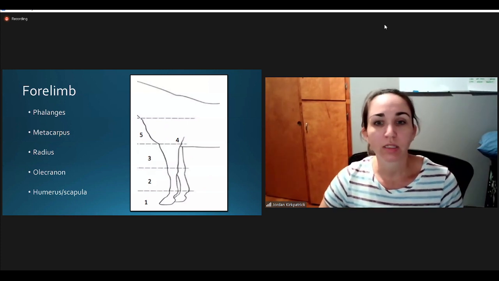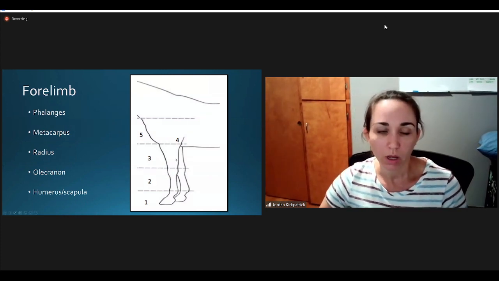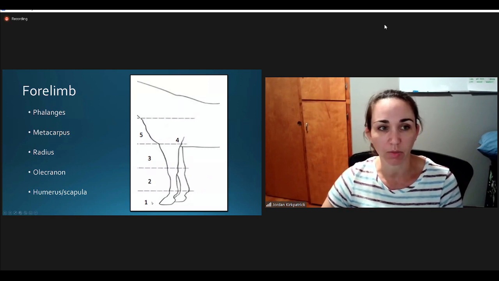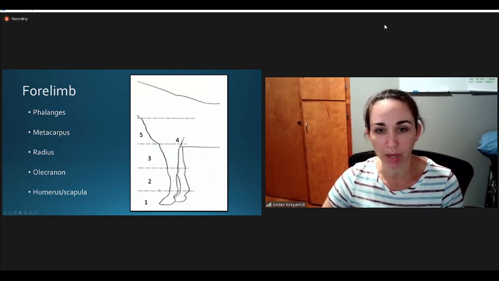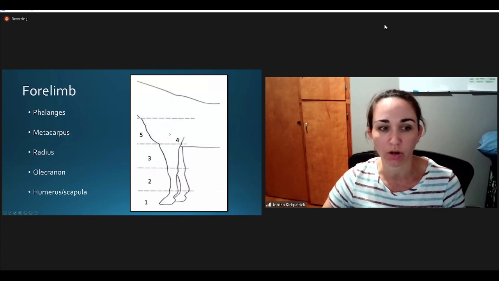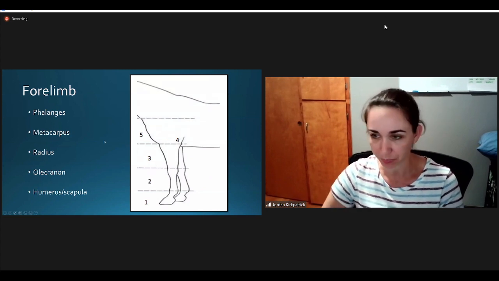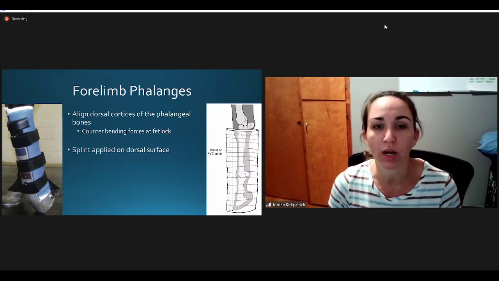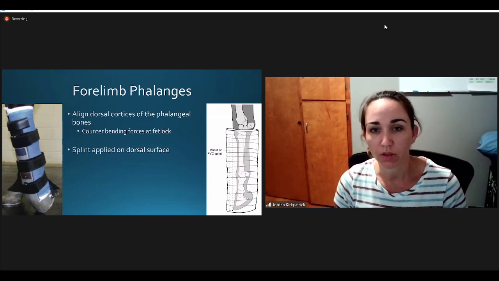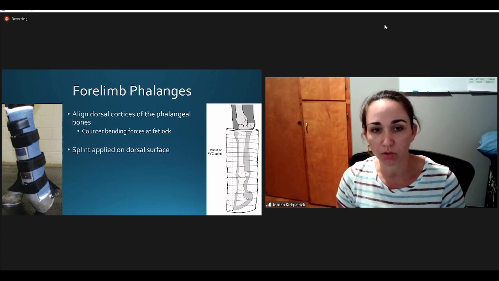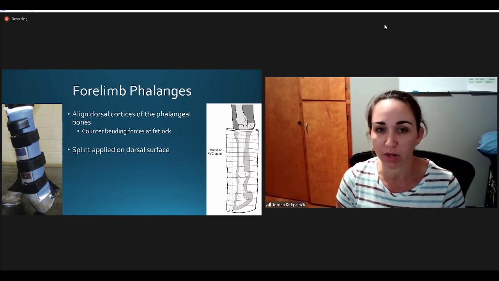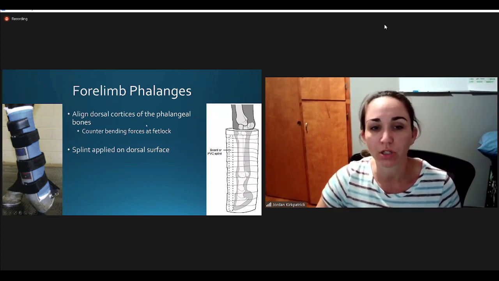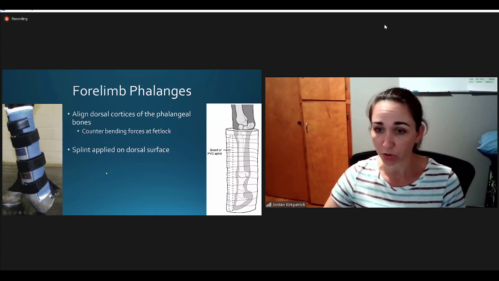So forelimbs, it's divided up into 5 areas essentially of where we will stabilize. So phalanges, metacarpus, radius, the olecranon, and then humerus scapula. So for the forelimb, the goal is to align the dorsal cortices of the phalangeal bones. So you want to essentially counteract the bending forces of the fetlock. And so to do that, the splint is applied on the dorsal surface.